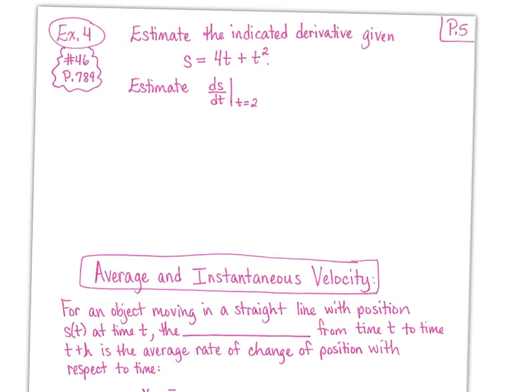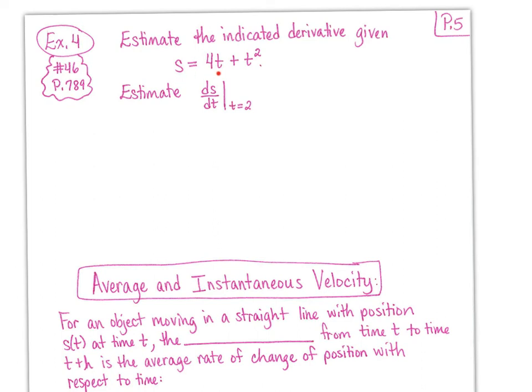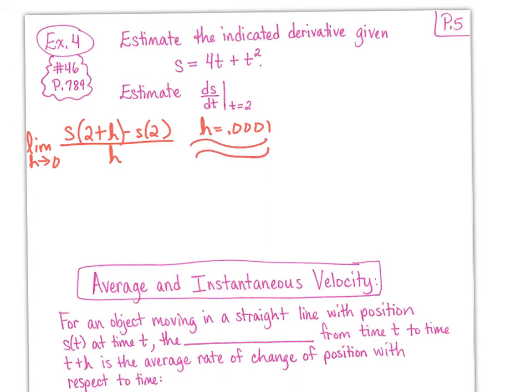We want to estimate the indicated derivative given the function s equals 4t plus t squared. So we want to estimate the derivative of s with respect to t at t equals 2. Here we're estimating this value. We have to find s of 2, but what we're doing is estimating s of 2 plus h minus s of 2 over h. We're really finding the limit as h approaches 0 of that, right? But as we've been doing, we're going to say h is equal to 0.0001 because we're doing an estimation. So that's going to be approximately.